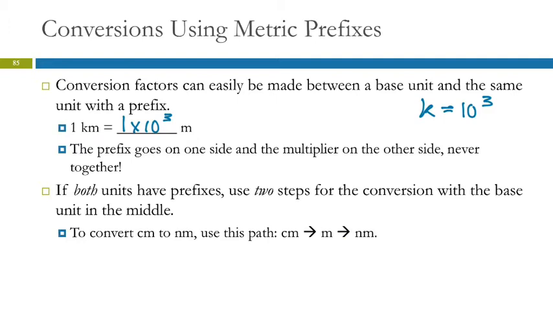So if we're going to write the relationships there, 1 centimeter equals how many meters? 1 times 10 to the what? Centi means minus 2. 1/100th. And then going from meters to nanometers, 1 nanometer is 1 times 10 to the minus 9 meters. So I've got the prefix on one side, and I've got the 10 to the something that it represents on the other side.